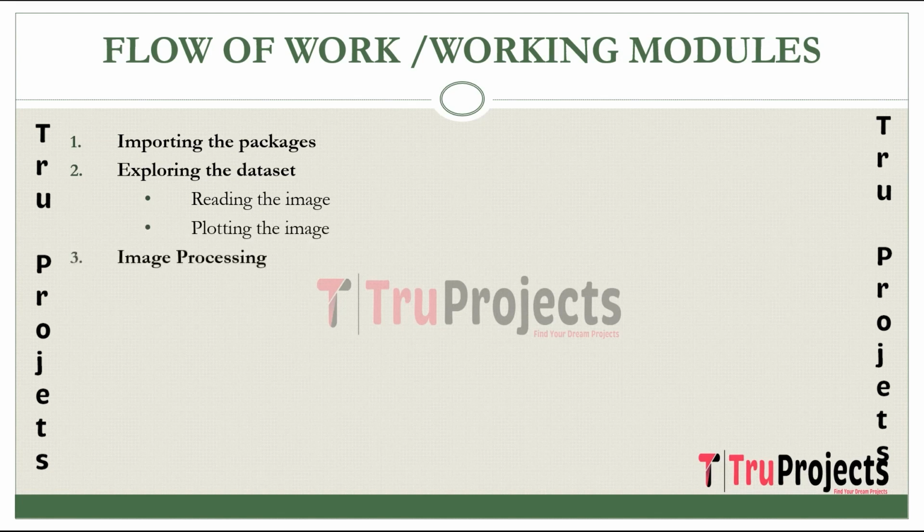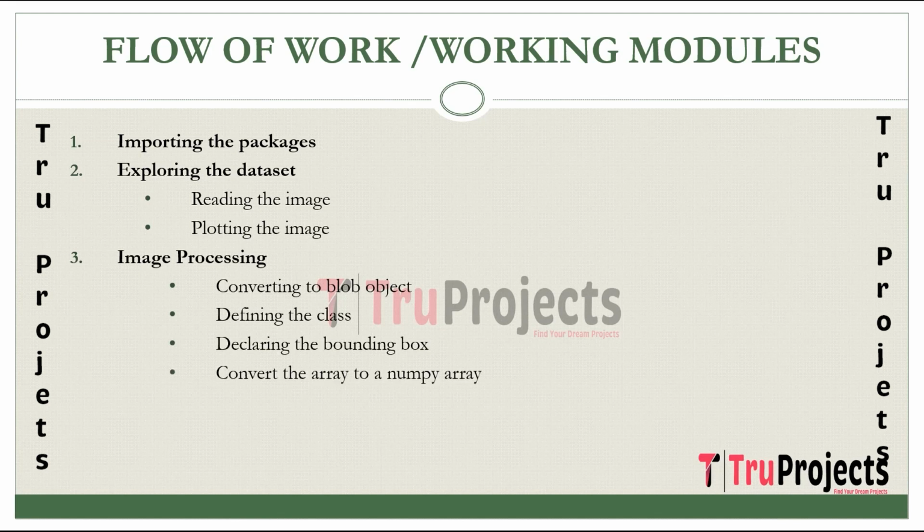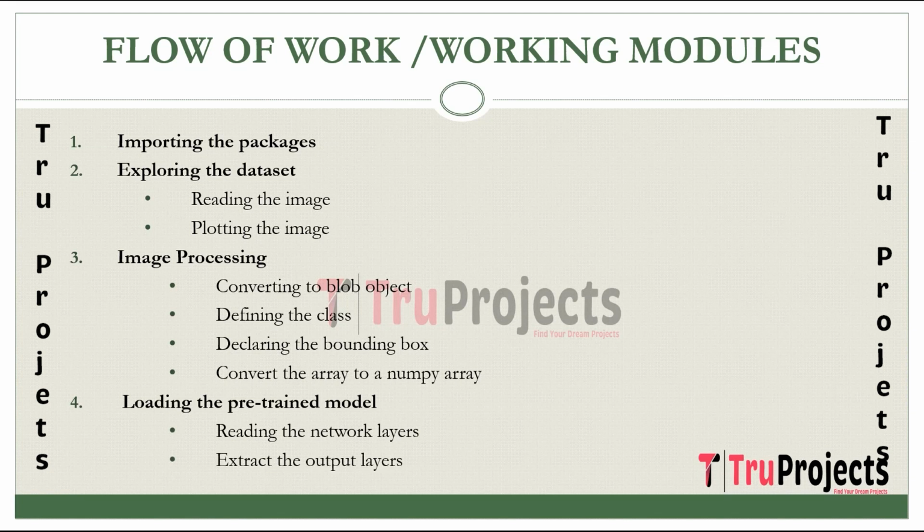The next step is image processing. Here we have substeps. Converting to a blob object is common in deep learning to prepare images for input into neural networks. Defining classes involves specifying the categories that the model will detect, and bounding boxes are the coordinates outlining the detected objects. Converting the array to a NumPy array facilitates efficient data manipulation. The next step is loading the pre-trained model. Here, reading the network layers involves loading a pre-trained model using a deep learning library. Extracting the output layers is crucial for obtaining predictions from the model.